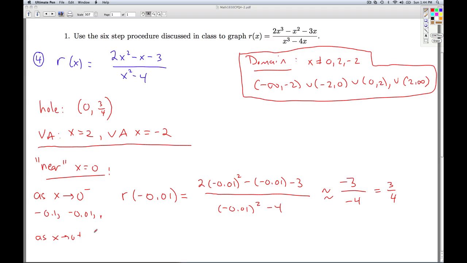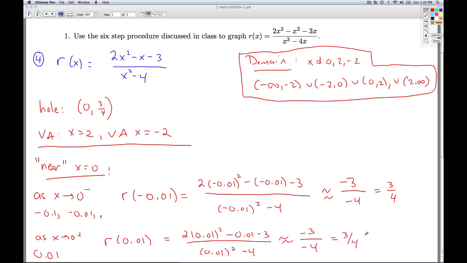If I come into 0 from the right-hand side and plug in numbers a little bit bigger than 0, say 0.01, and I plug that into my function, the smaller the number I plug in here, the closer these terms will be to 0. So the numerator still is pretty much negative 3. The denominator is still pretty much negative 4, giving 3/4. And so together this tells me that I've got a hole at (0, 3/4).